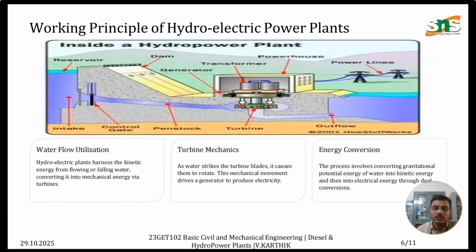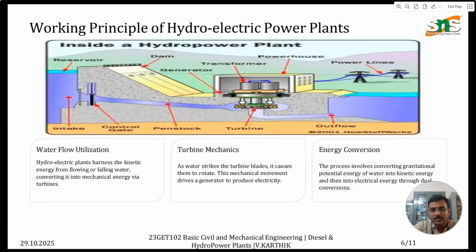In the case of the diesel power plant, we use the diesel engine, where in the combustion chamber the air-fuel ratio and the fuel injector make ignition inside the engine, so that chemical energy passes over. That energy passes into the generator to convert into electrical power.